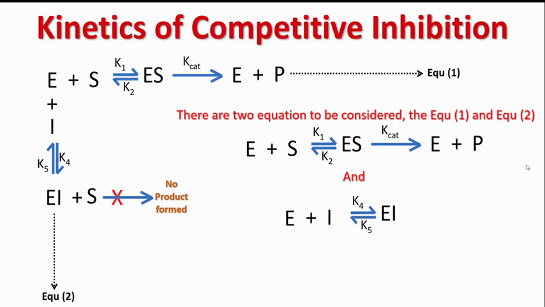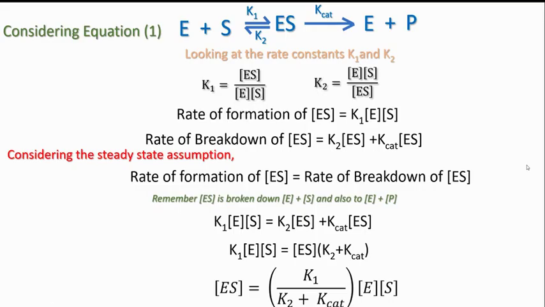So the two equations we are looking at, equation 1 and 2, are E plus S going into ES, and then ES is broken down to E and P. Then you have the second one, the enzyme and the inhibitor, E plus I, giving you EI, and the reaction can no longer proceed.